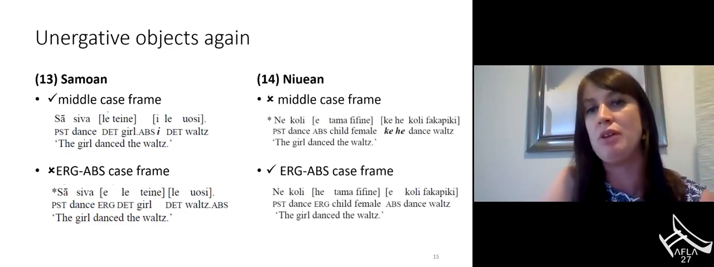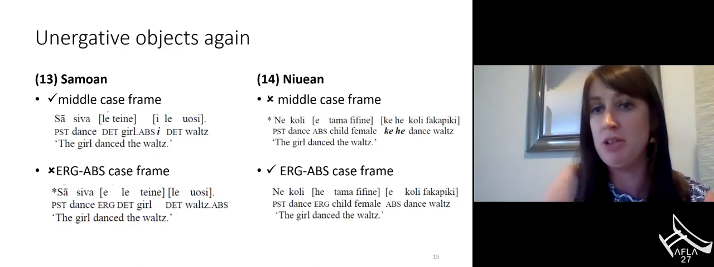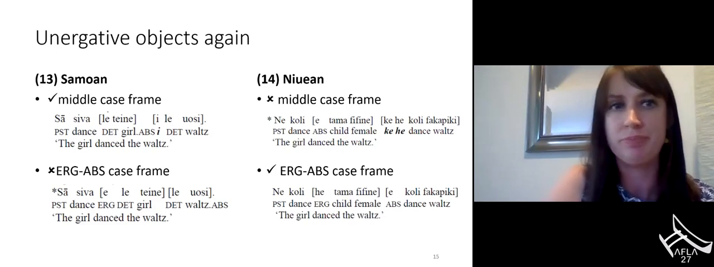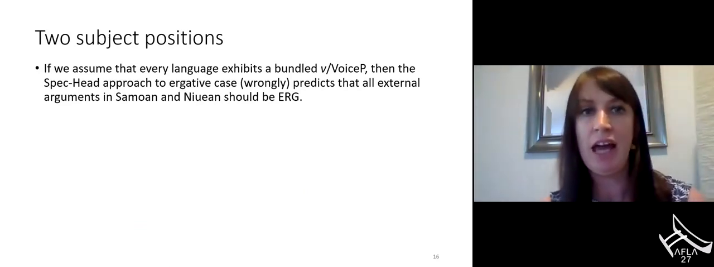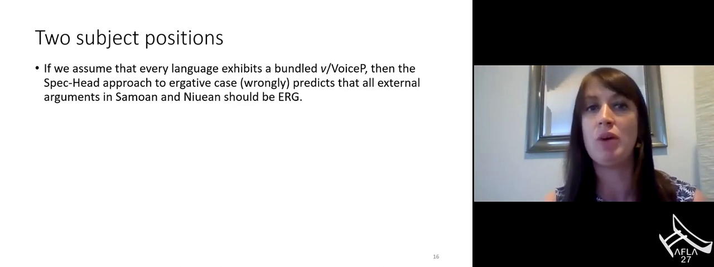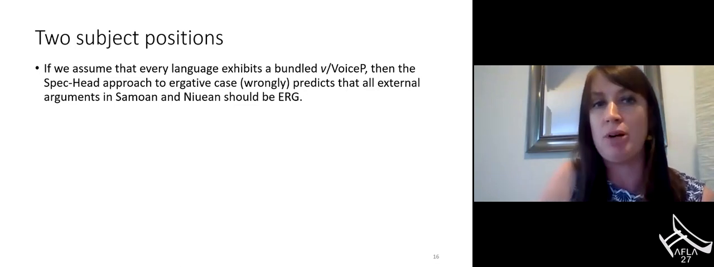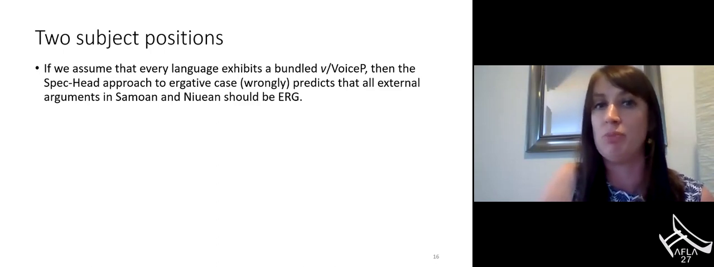In Niuean, we have the reverse. So you can't use the middle case frame when you transitivize an ergative. You have to use the ergative absolutive case frame. So just going back to what we said about case and these two subject positions, if we were assuming what we had back in 1, that every language has a bundled V and voice head, then taking a spec-head approach to ergative case predicts that all external arguments in Samoan and Niuean should be ergative, but that's not what we're seeing. We're seeing some are ergative, namely subjects of transitives, and some are absolutive, subjects of middles.